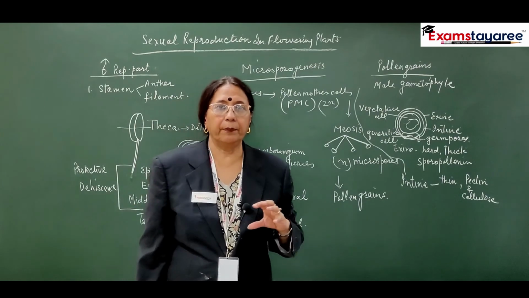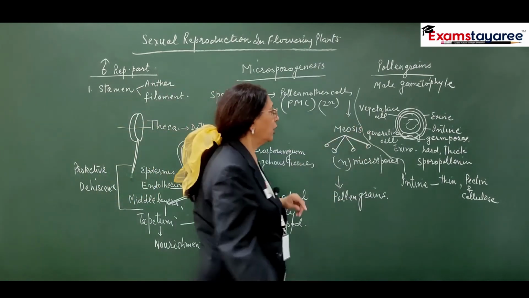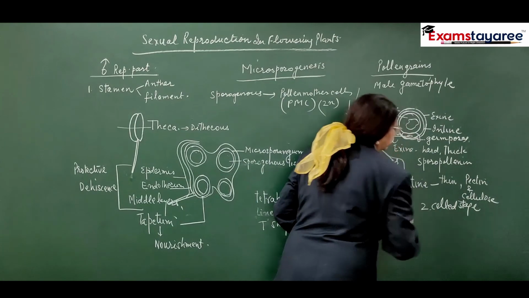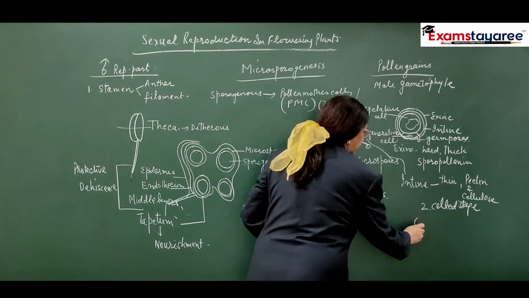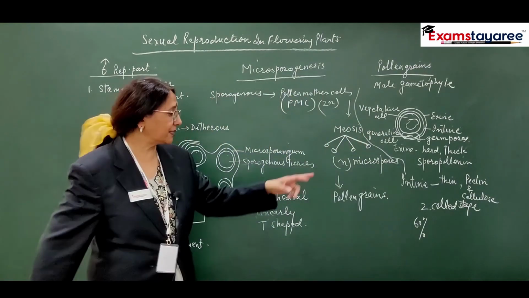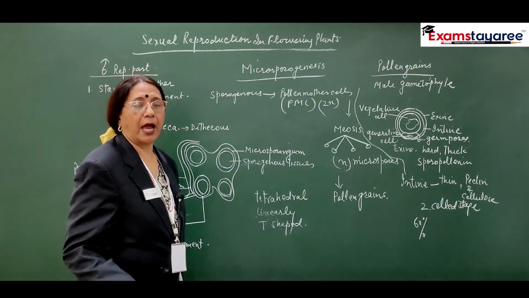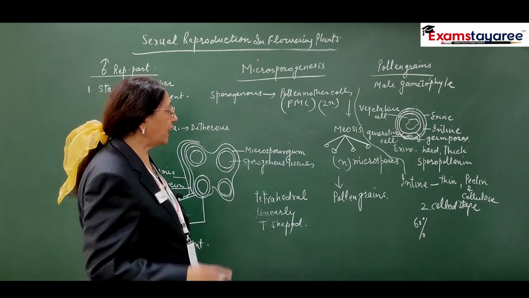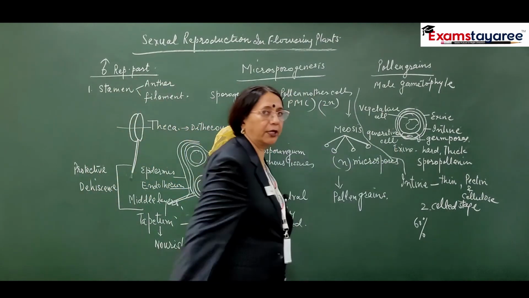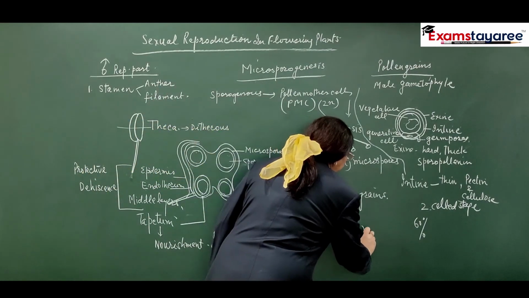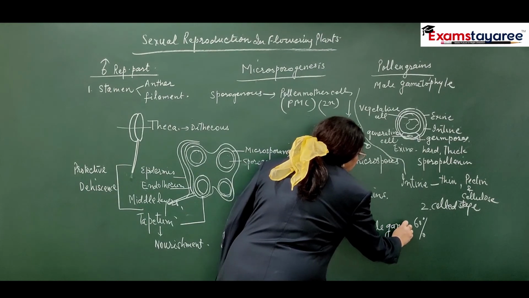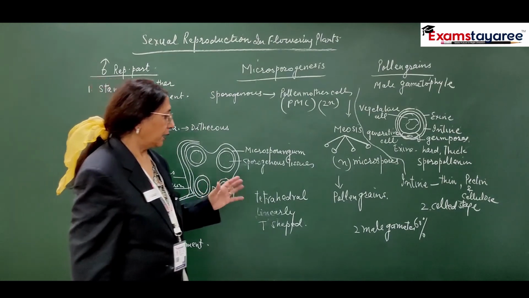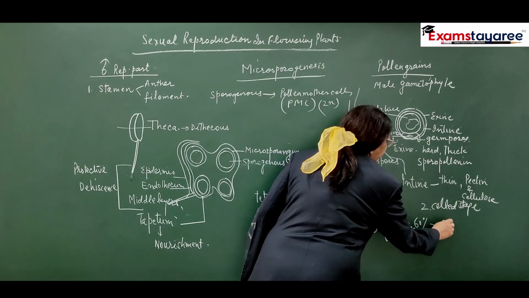So normally the pollen grains are shed at this stage which is known as two-celled stage. 60% of pollen grains are released at two-cell stage. Other 40% are released at three-cell stage. Why? Because there the generative cell undergoes mitotic division to form two male gametes. Then it is known as three-celled stage.